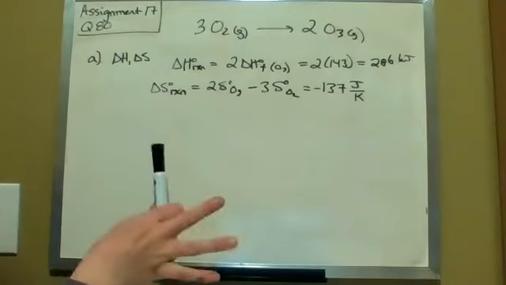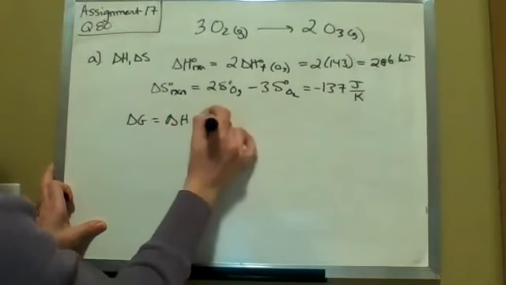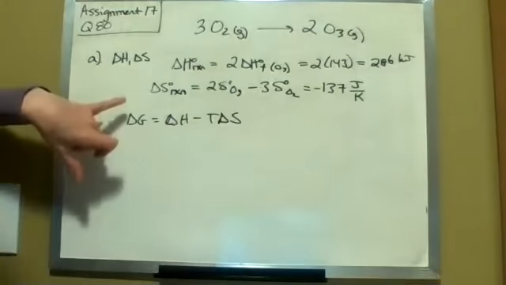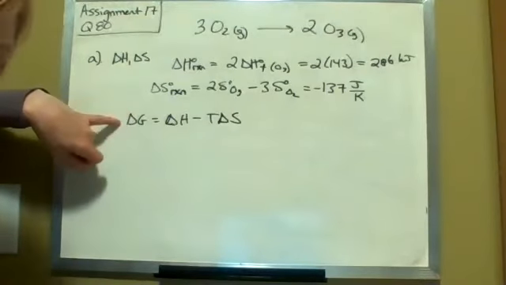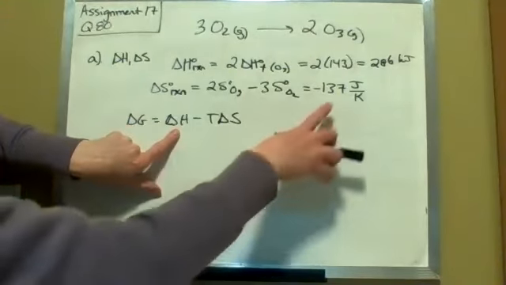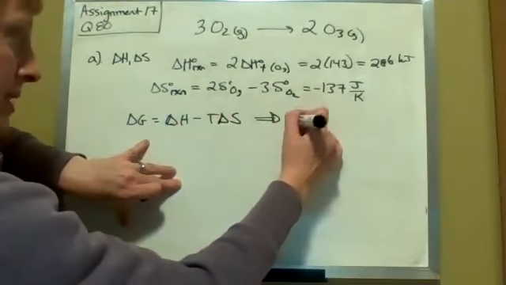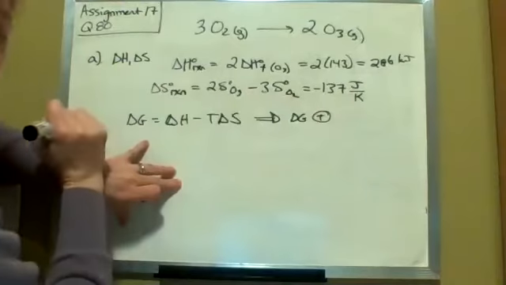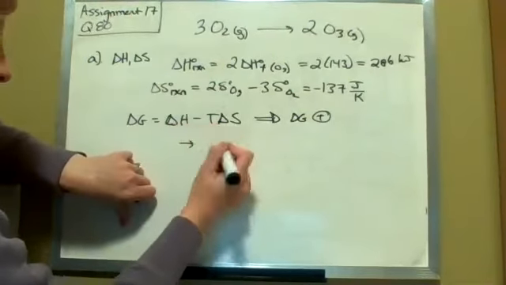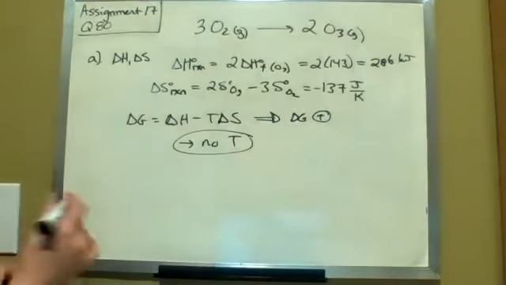Now, just looking at this, remember your equation: delta G equals delta H minus T delta S. For a reaction to be spontaneous, delta G has to be negative. My delta H is positive and my delta S is negative. This means that at all times, no matter what the temperature is, delta G will be positive. So this reaction is not favored at any temperature. So no T is the answer for that part.